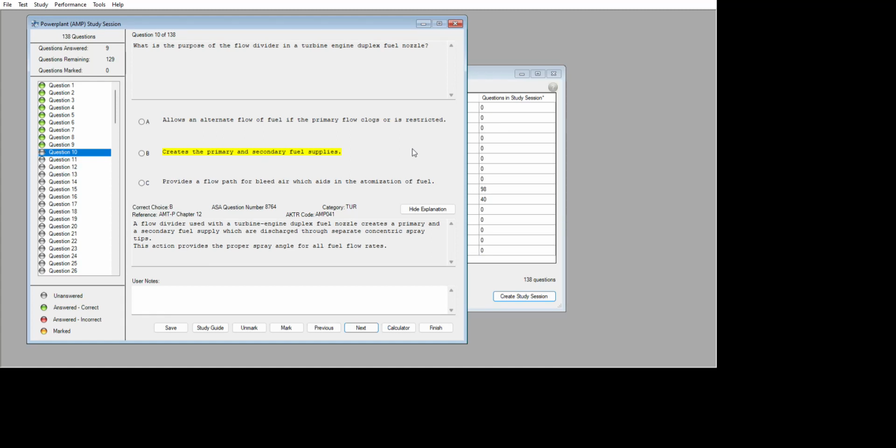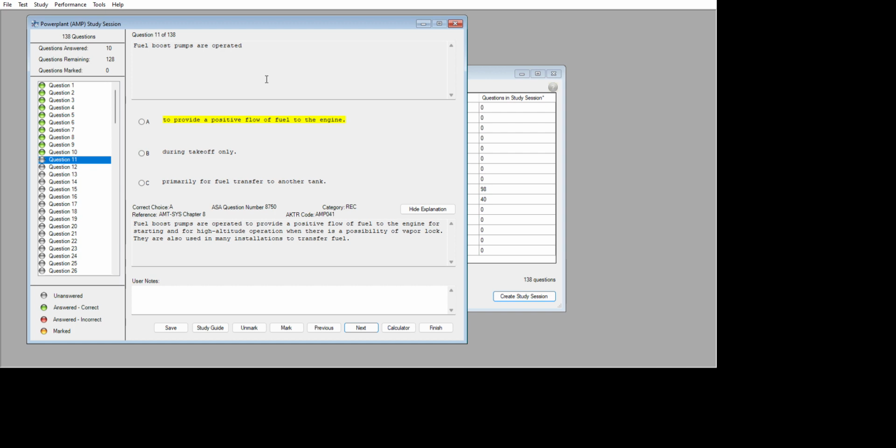So, what is the purpose of the flow divider in a turbine engine duplex fuel nozzle? Creates primary and secondary supplies.